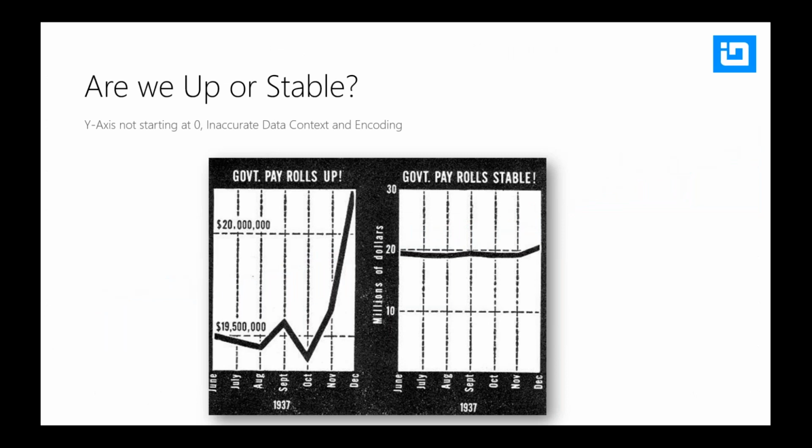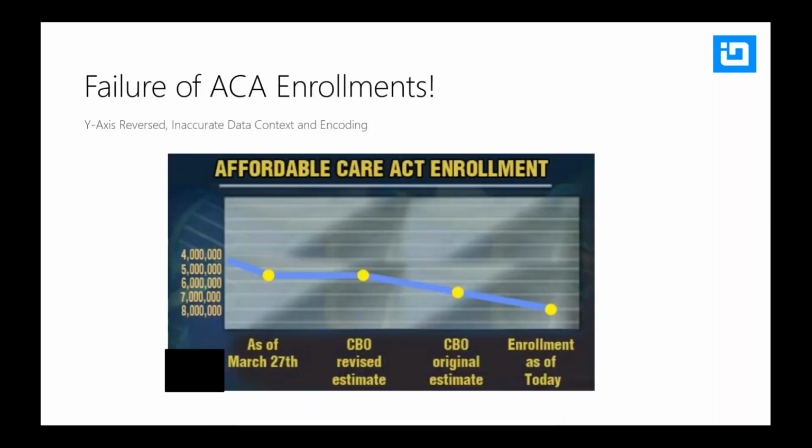Here's another example of inaccurate encoding. You'll see in this case, government payrolls are up on the left, but the amount of space between 19,500,000 and 20 million is excessive. If we looked at it on a regular scale of 10, 20, 30 million, you'll see that the payrolls are relatively stable, and I'm guessing if we looked at a 3-year trend on this, they would just be normal. But this was from an old newspaper, 1937. They were lying with charts back then.